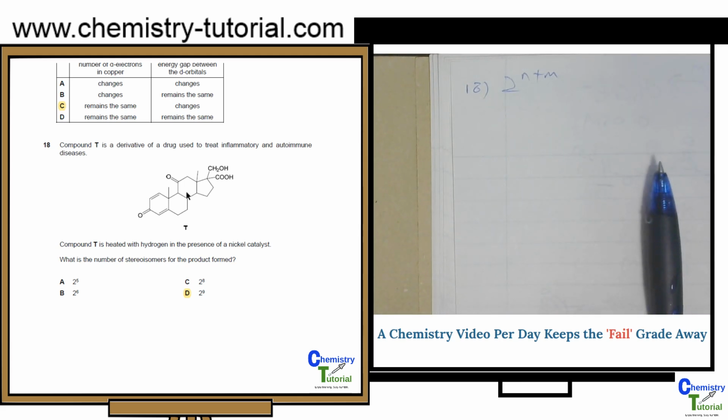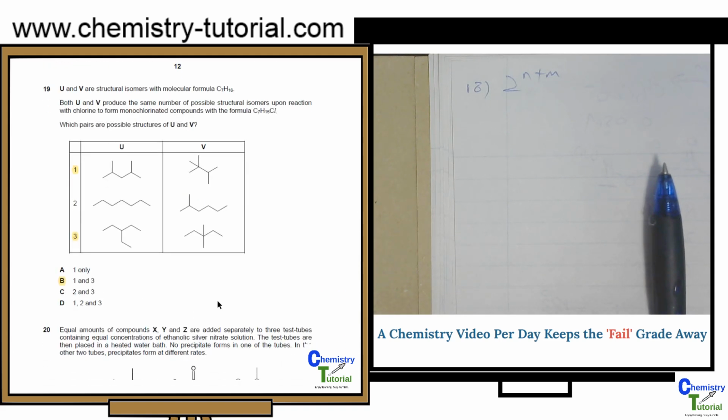So therefore, where will you have your chiral carbon? There's one over here. 1, 2, 3, 4, 5, 6, 7, 8, and 9. Hence, 2 to the power of 9 stereoisomers for this question. Answer is option D.